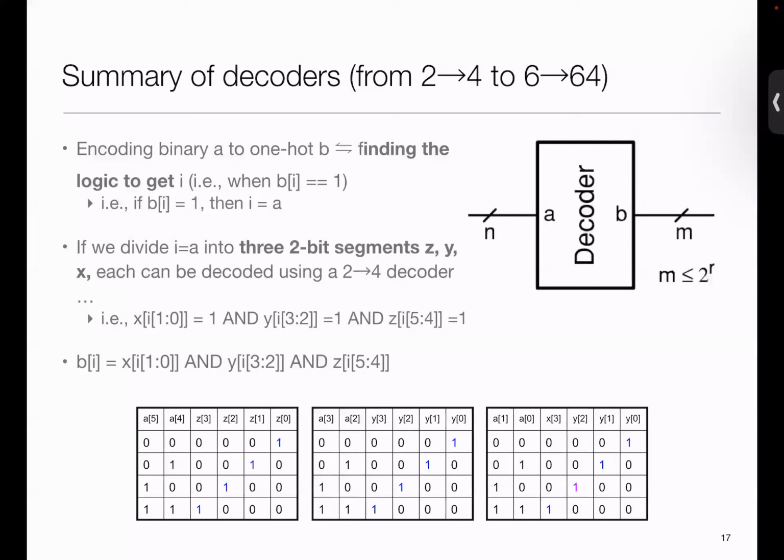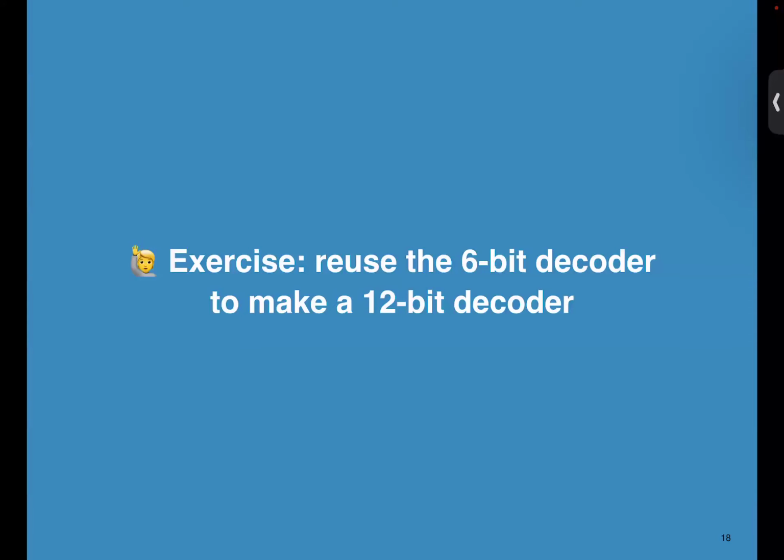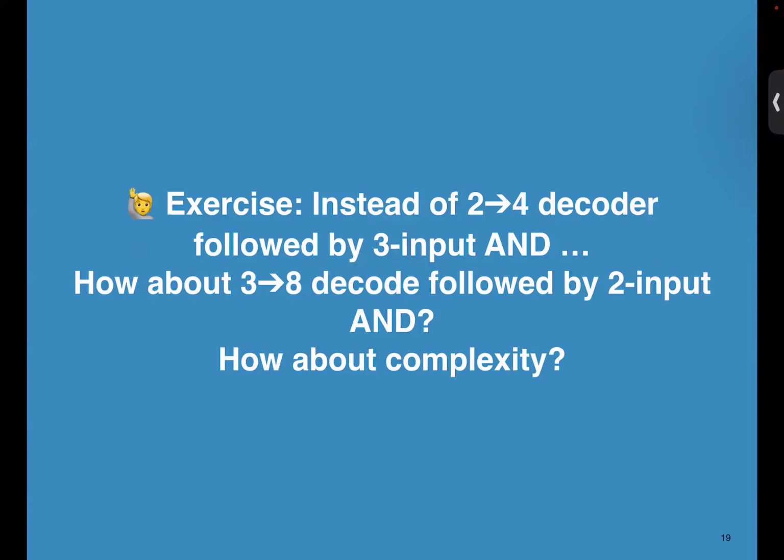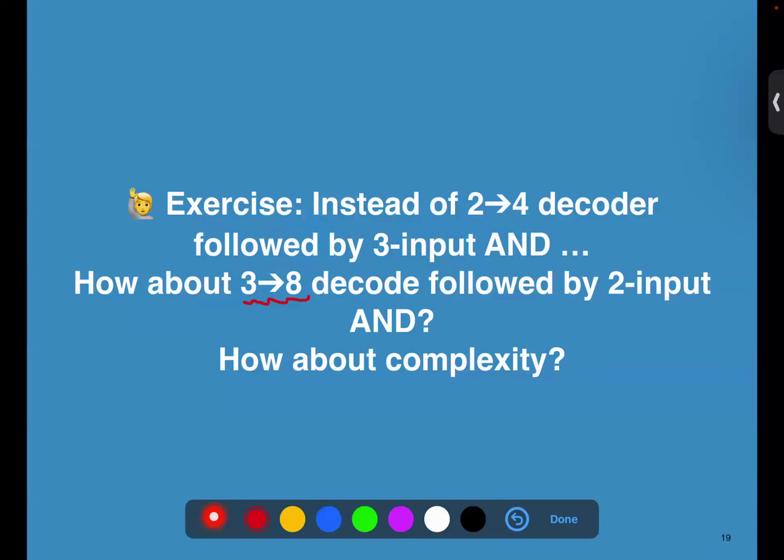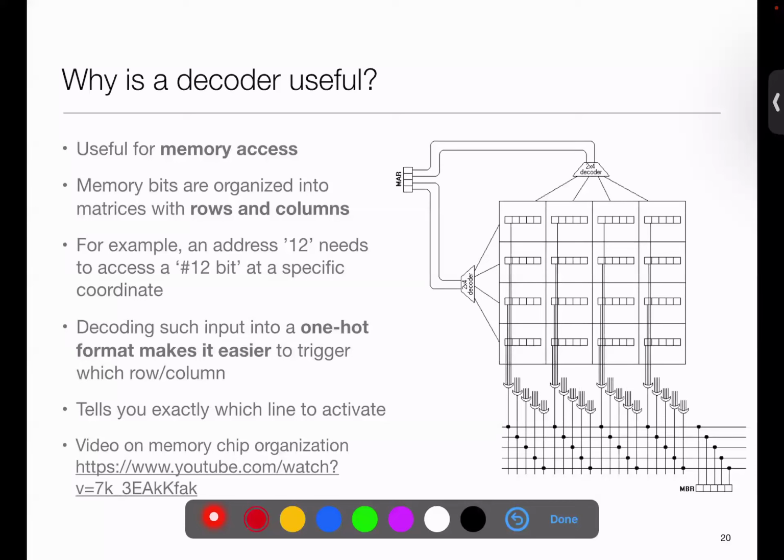Now that we have a 6-bit decoder, I can make a 12-bit decoder. I can take 2 6-bit decoders together with some AND gates to make a 12-bit decoder. Basically the part which you need to become comfortable with is how can I take smaller decoders and make bigger ones. So this one we already saw that I can make 6 to 64 using 3 to 8.